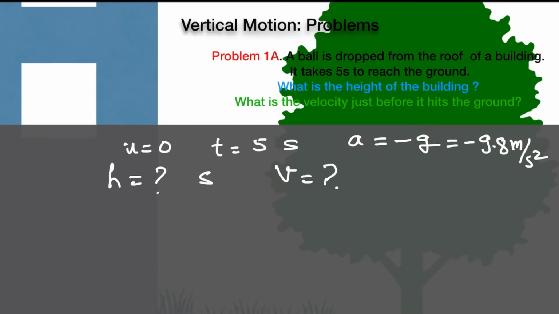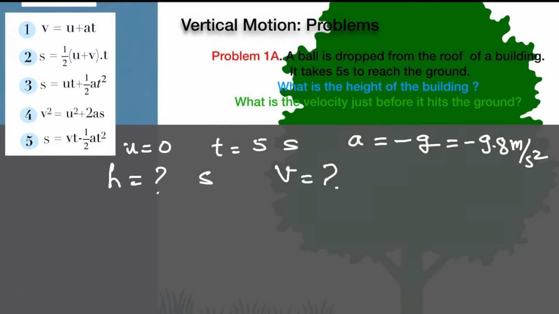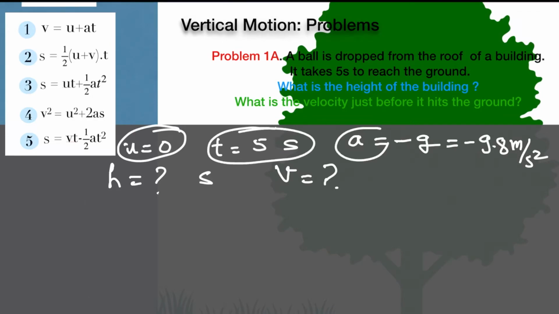Now we know the equations of motion. Here we have these three variables: u, the time t, and the acceleration a. And we need to find the displacement or height of the building. So to find the fourth variable, which is s, I think the third equation is most suitable, right? Because we know three parameters and the unknown value of s we can find using equation number 3. So let's put in the values.